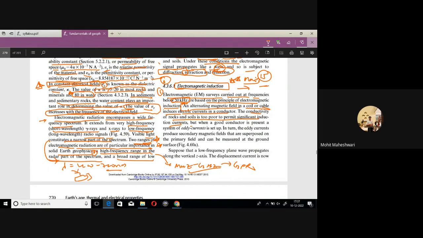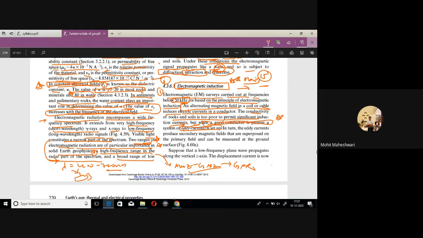But this is very, very important: when a good conductor is present. That's why the electromagnetic induction method is used. If a good conductor is present, a system of eddy currents is set up. Okay, you know what eddy current means.